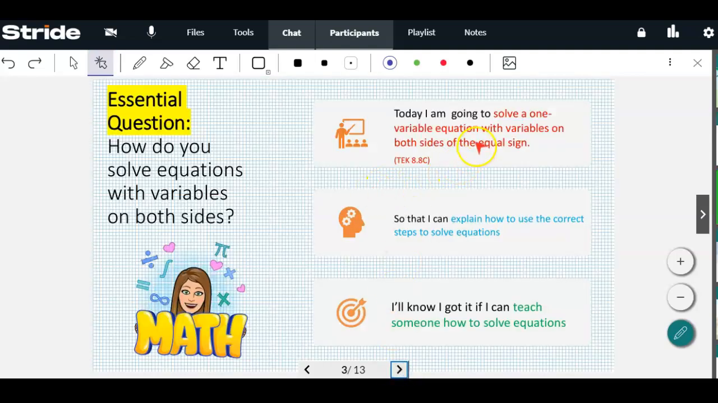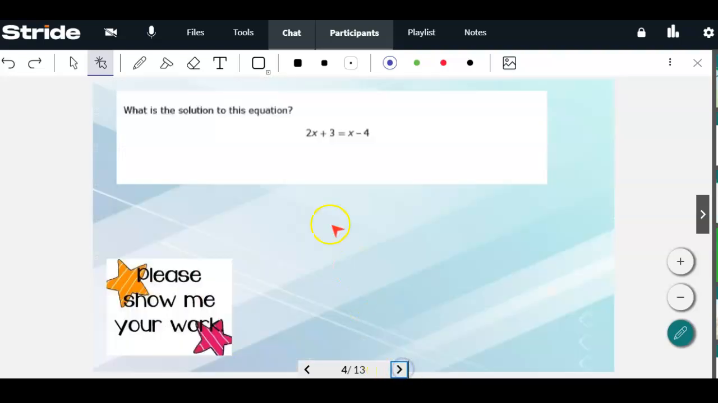All right, so here we go. Today I am going to solve a one variable equation with variables on both sides of the equal sign so that I can explain how to use the correct steps to solve equations. I'll know I got it if I can teach someone how to solve equations. Essential question: how do you solve equations with variables on both sides?